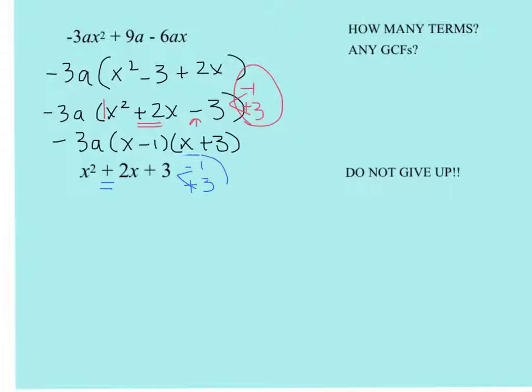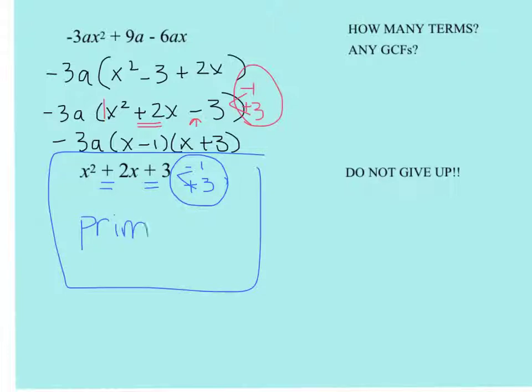But what I need to double check is, is positive 3 times negative 1 a positive 3? It's not. So what ends up happening with this particular example is it's not factorable. It's prime. There's no way for me to create a binomial times a binomial and get these exact values.